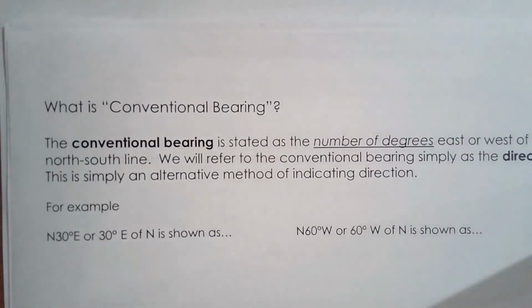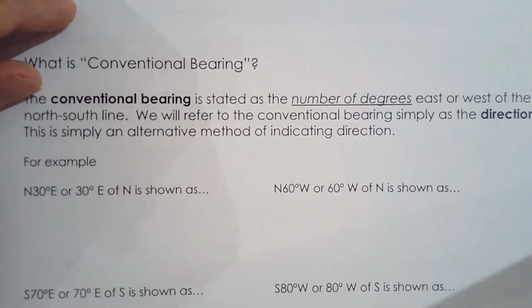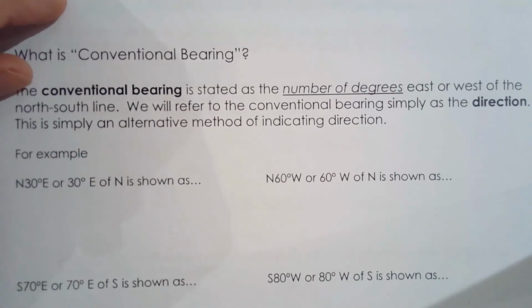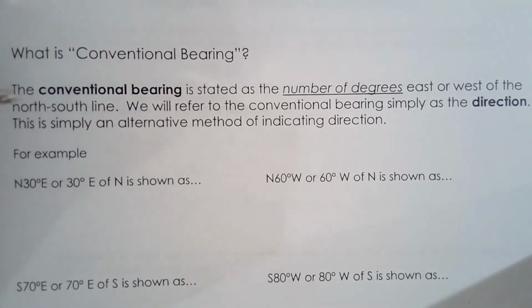So that was true bearing, but we also have what's called conventional bearing. Conventional bearing is stated as a number of degrees east or west of the north-south line. We will refer to conventional bearing simply as a direction. This is simply an alternative method of indicating direction. So you could use conventional bearing, you can use true bearing, but if someone uses either, you need to understand what direction they're stating.